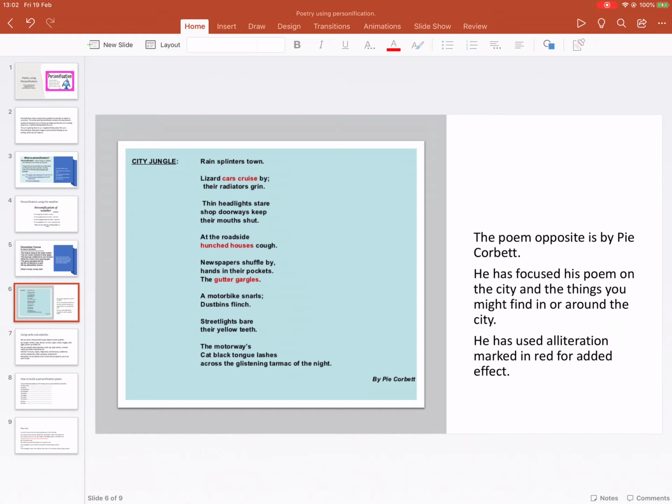So he's done a little poem just about being in and around the city and the things you'd find there, and changed them into something human.